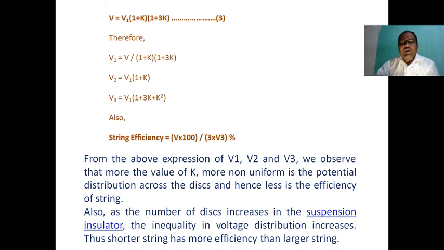Finally, how do we describe the potential distribution across the string? The potential distribution across the string is non-uniform because of the shunt capacitance C1. The disc nearest to the conductor has more voltage, so there is more chance of breakdown of the insulator. In order to overcome that, we maintain the potential distribution across the string the same.